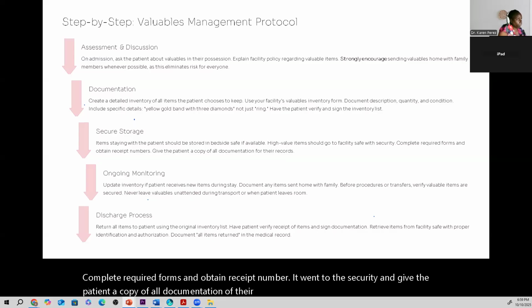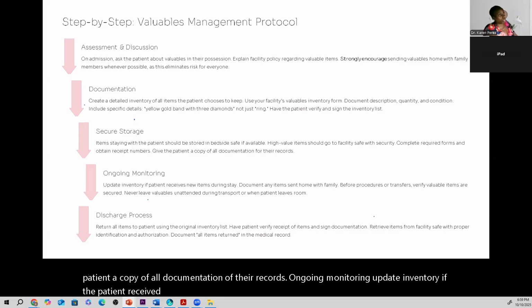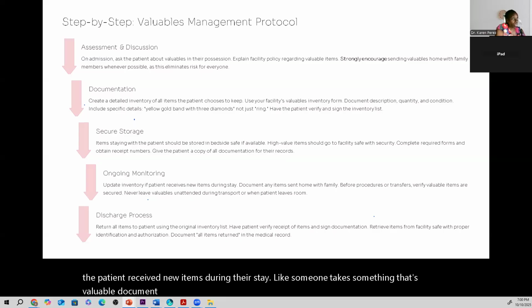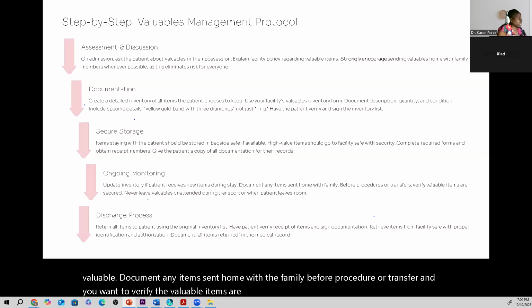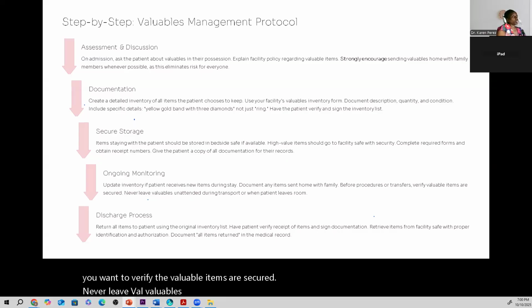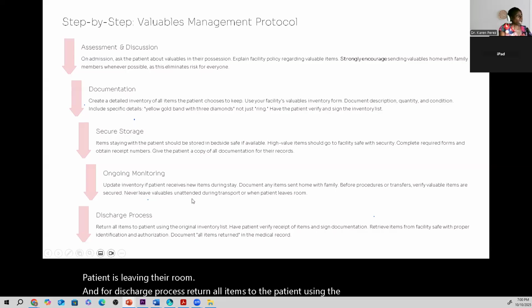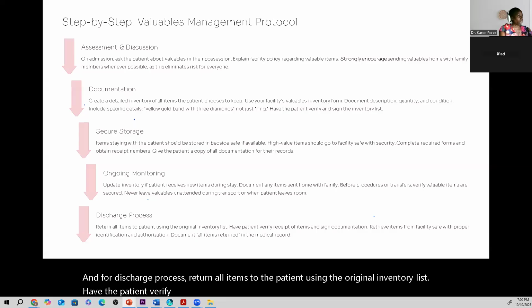Ongoing monitoring: update the inventory if the patient receives new items during their stay, like when someone brings something valuable. Document any items sent home with the family before a procedure or transfer, and verify the valuable items are secured. Never leave valuables unattended during transport, especially when the patient is leaving their room. For the discharge process, return all items to the patient using the original inventory list. Have the patient verify receipt of the items and sign the document that they actually received them.